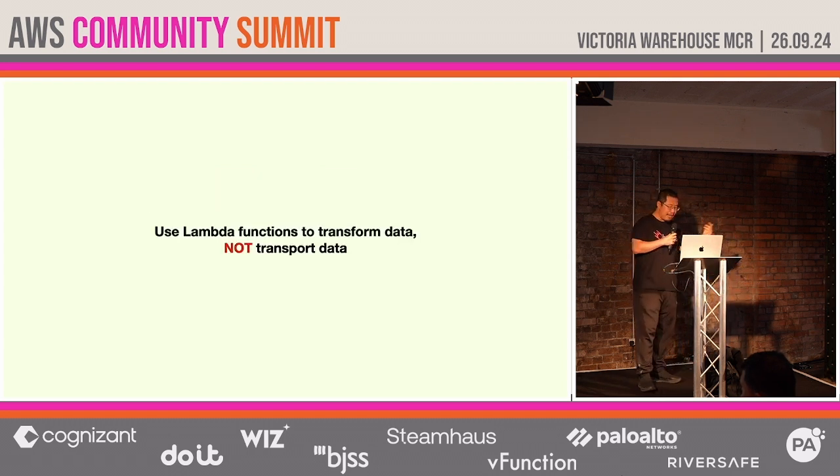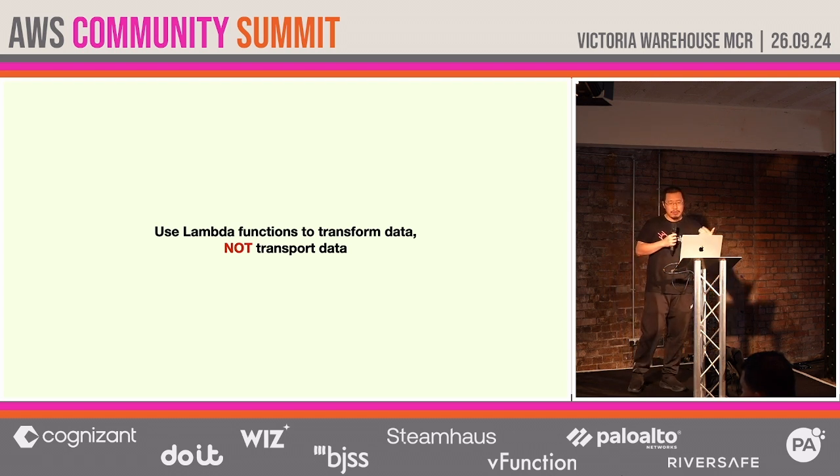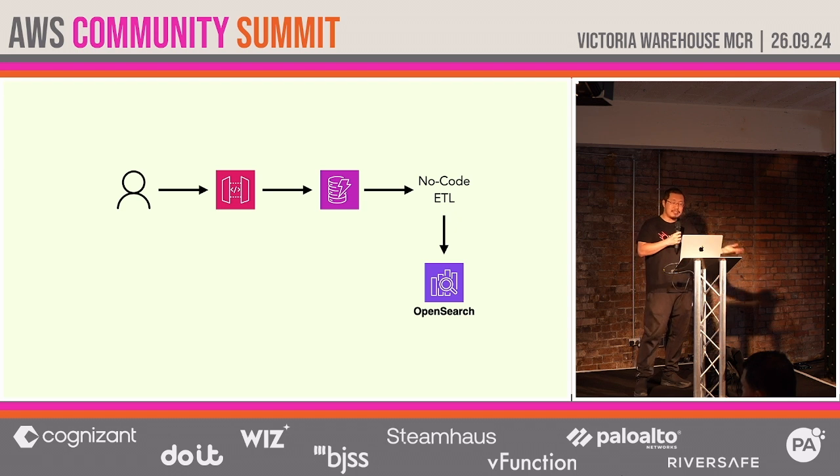A good saying from RJ from way back is that you want to use Lambda functions to transform data, not to transport data. Another very common use case is to take whatever you have in DynamoDB and sync it to your OpenSearch. Nowadays, there's the no-code ETL. You can do all of that without writing custom Lambda function.